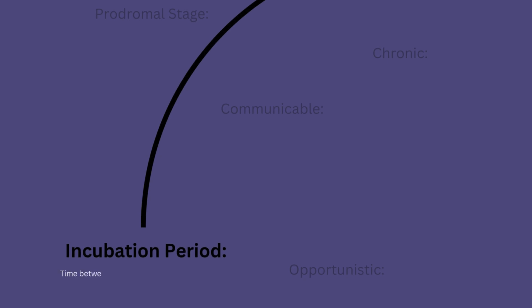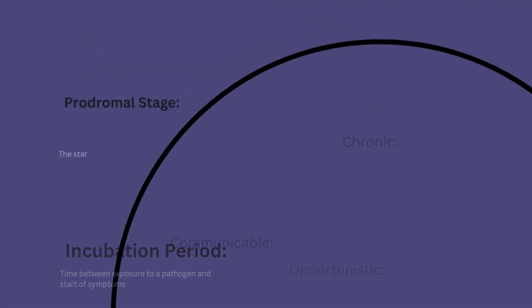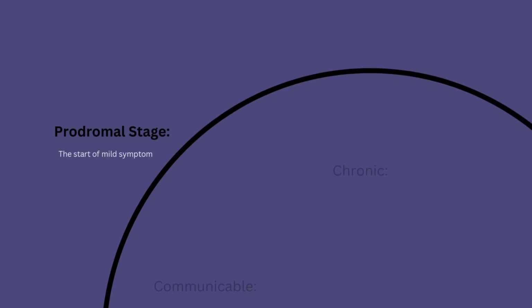The incubation period is the time between exposure to a pathogen and the appearance of signs and symptoms as the infection grows in the body. Following incubation, a person may enter the prodromal stage, where they start experiencing mild, nonspecific symptoms, such as fatigue or a slight fever, before the full illness sets in.